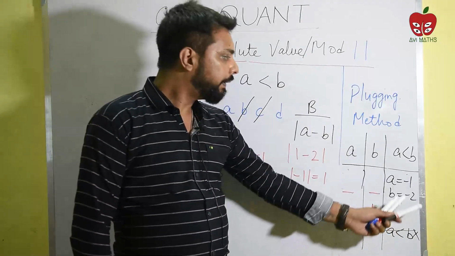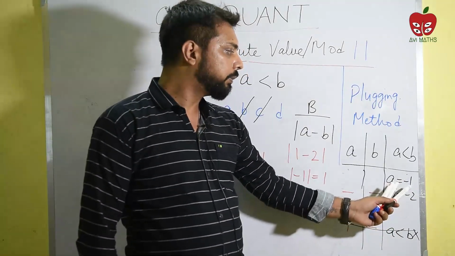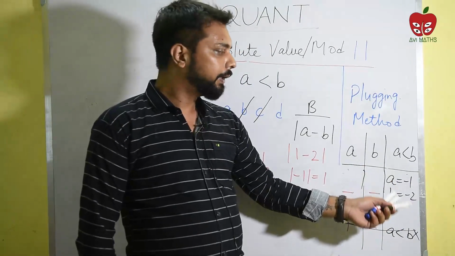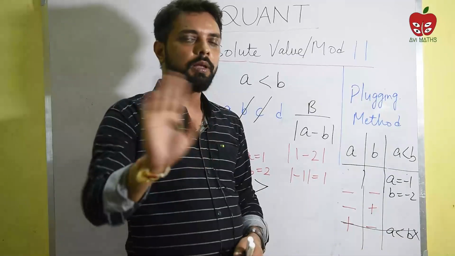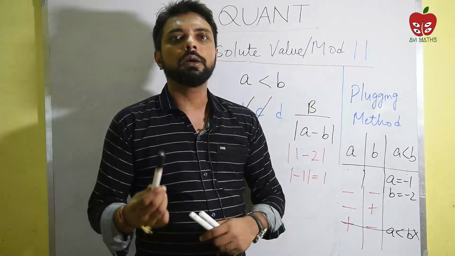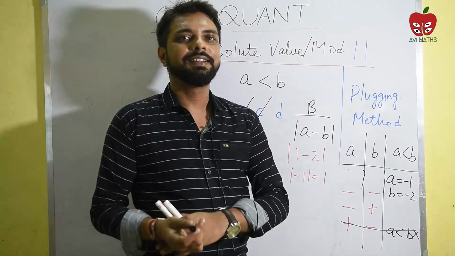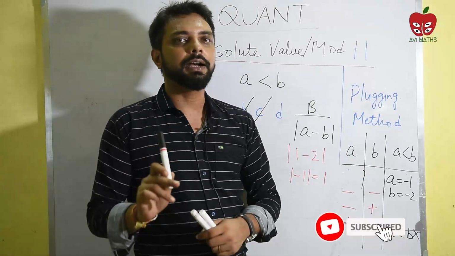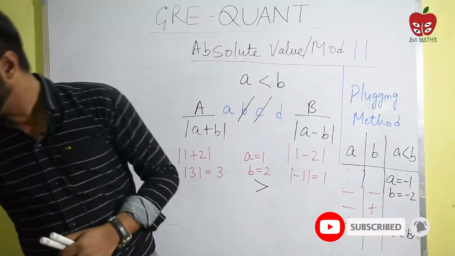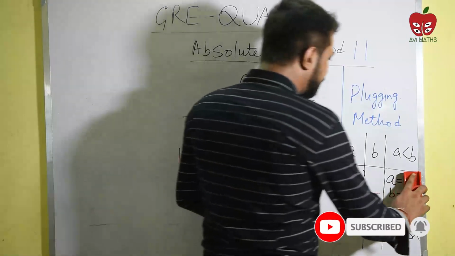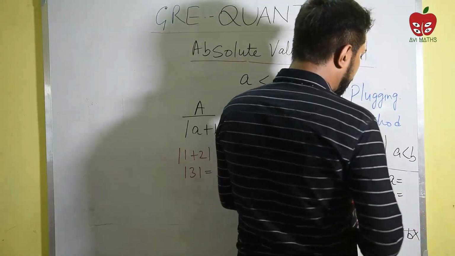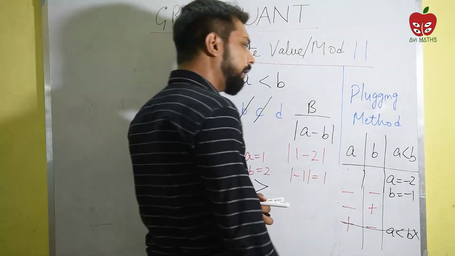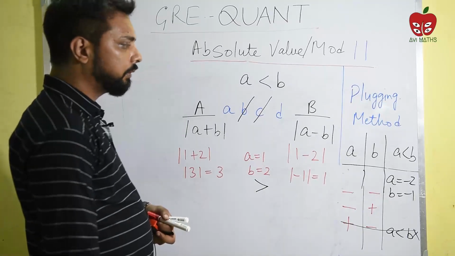But if I am taking A is equal to minus 1 and B is equal to minus 2, is the condition B is greater than A being fulfilled? Is minus 2 greater than minus 1? No. For a negative number, the smaller it is, the bigger it is, right? So minus 1 is greater than minus 2, but minus 2 is not greater than minus 1. So I am going to take these values in reverse order: A is equal to minus 2 and B is equal to minus 1. Now it's okay.